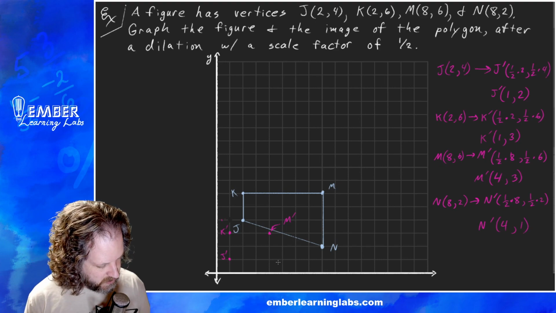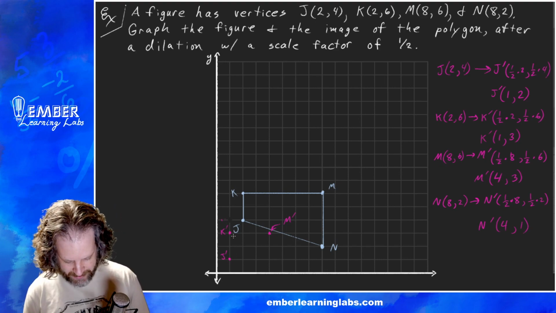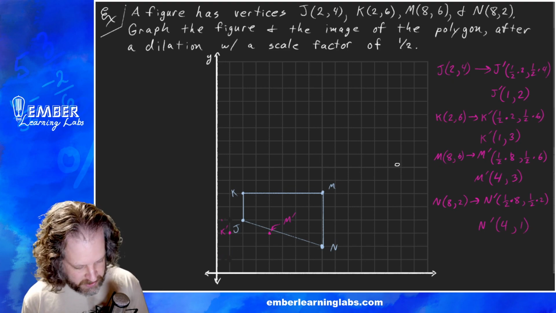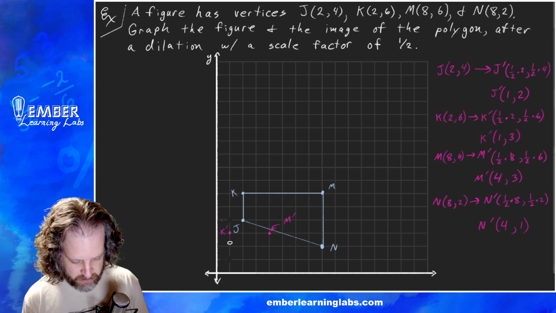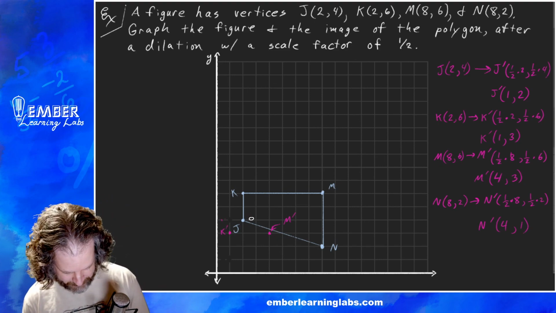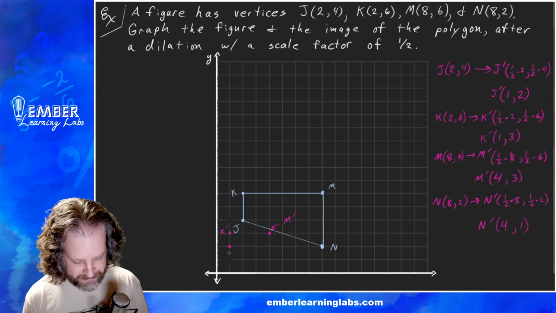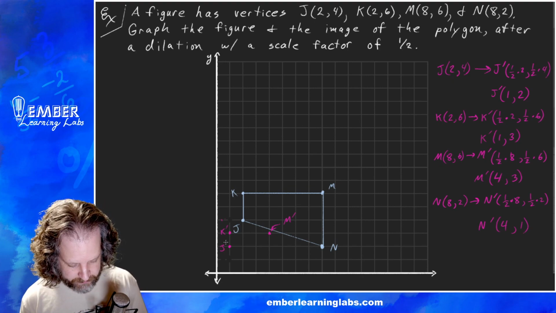This doesn't look right. Did I do something else wrong? Oh, gosh. This whole line was all crazy. J prime should have been (1, 2). I don't know what's happening to me. I'm drawing this whole line all crazy.